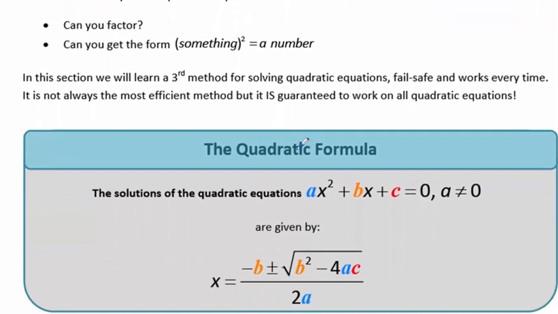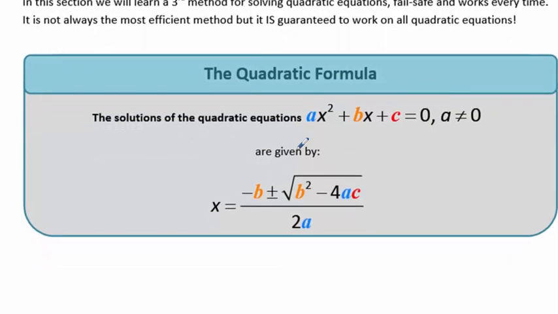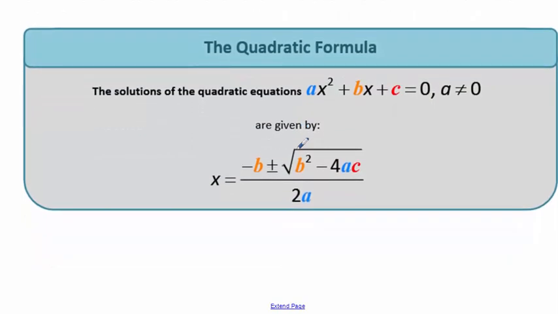This method is the quadratic formula, and it is an equation that you should memorize. So the quadratic formula is negative b plus or minus the square root of b squared minus 4ac, all divided by 2a, where a, b, and c are the coefficients of x squared, x, and the constant respectively. Let's use this formula in an example.